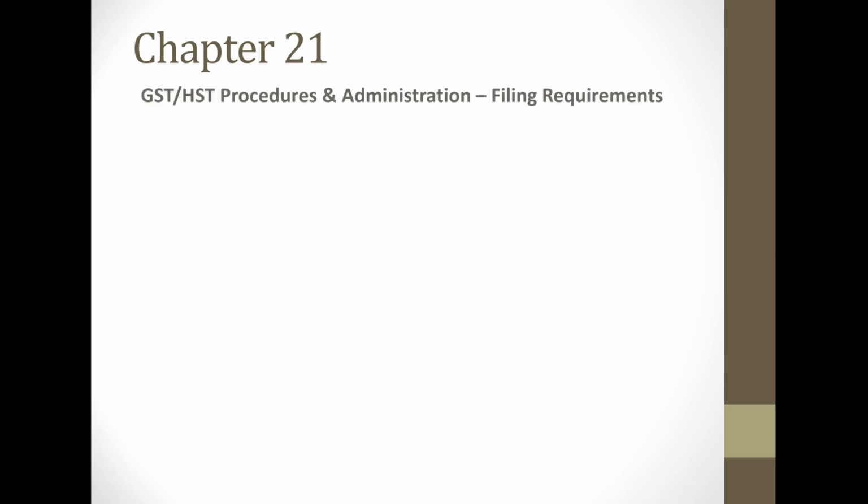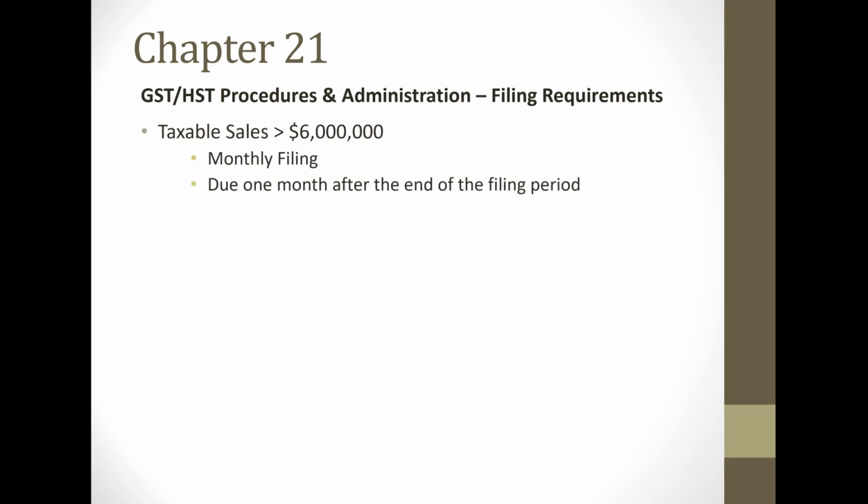Moving on to the next slide, let's talk about some filing requirements. Now, how frequent are businesses required to file their GST/HST return? Well, it depends on their level of sales. If the business has taxable sales of greater than $6 million, they have to file monthly. The GST/HST return is due 1 month after the end of the filing period. So we have a company that operates on a calendar year. Their GST return for January would be due at the end of February.